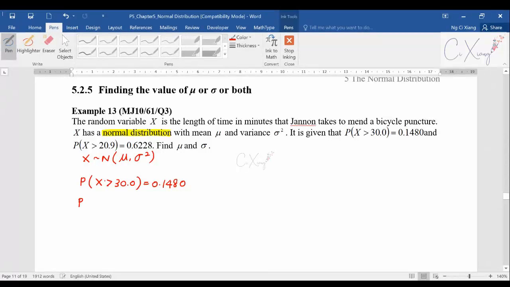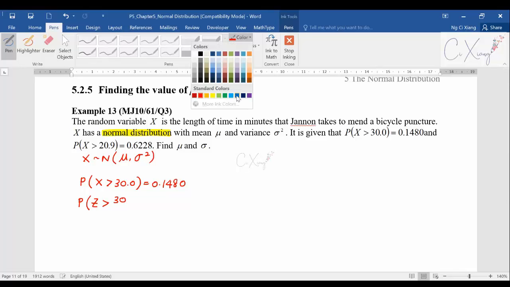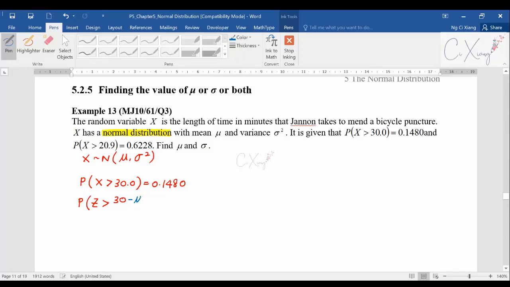To use this information, I will continue with the steps. X, you need to change it to Z. How can you change it to Z? You take the value of X minus the mean, which you don't know, divided by the standard deviation, which you also don't know, equals 0.1480. If you draw the graph, it is something like the pattern that we learned just now: Z greater than A equals 0.1480. You treat this whole thing as A.